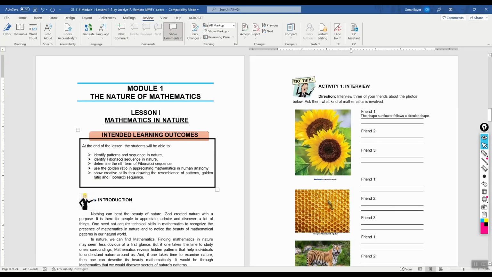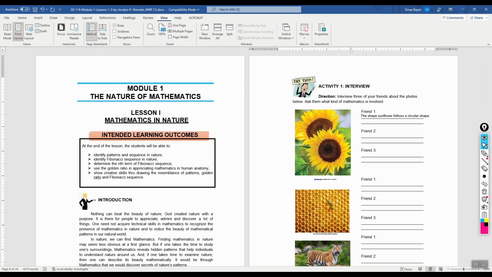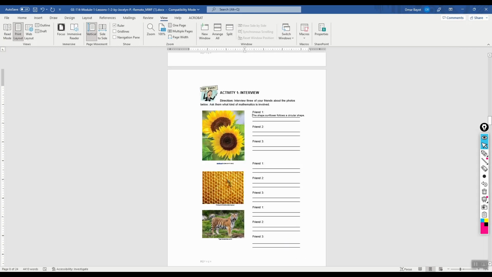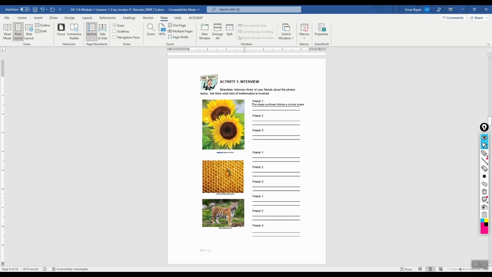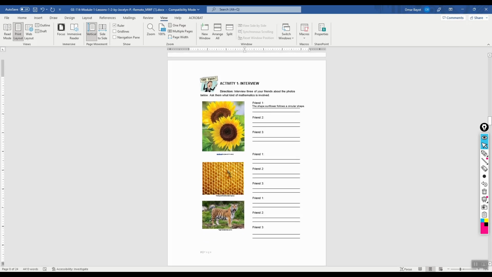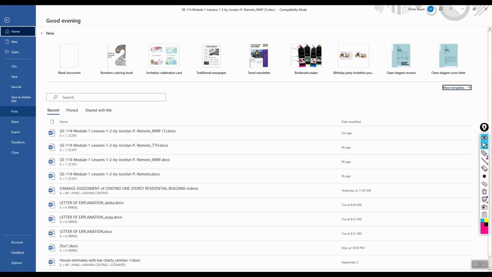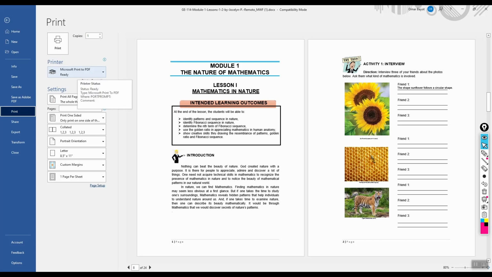Okay, notice the view here. You cannot see the page, so you need to change the view option to one page. Okay, from now you're sure that this page belongs to page number 8. So you're going to print page 8. How? You go to file and then print it as PDF. So print that as PDF.